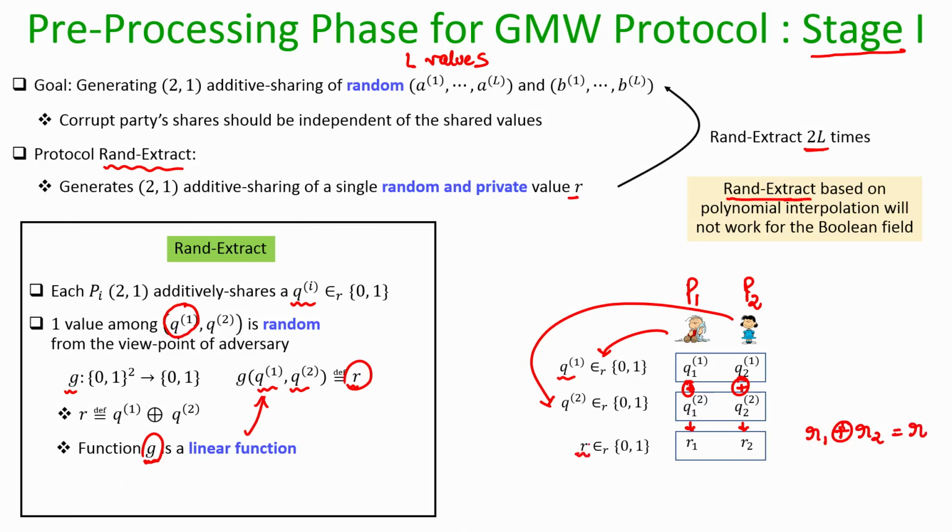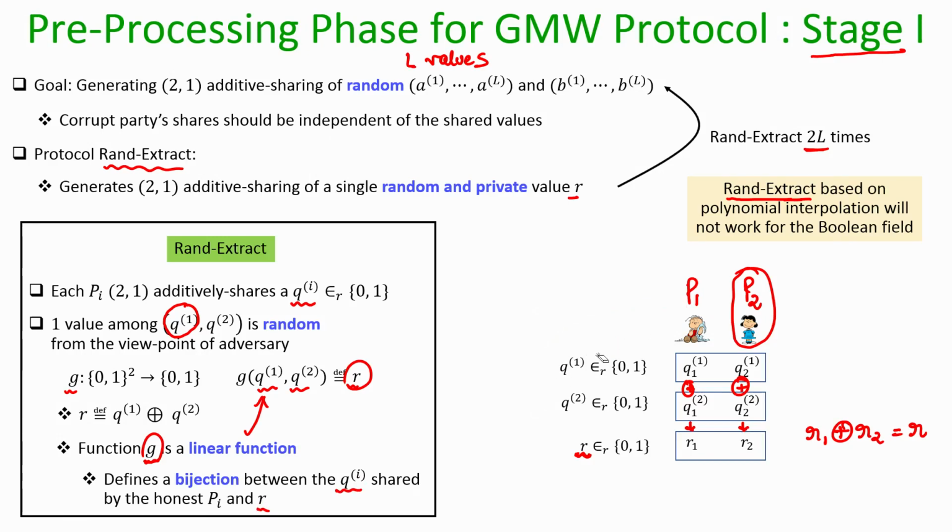That means I have now generated a value R in a secret shared fashion, and I can say that this value R is a random value from the viewpoint of the corrupt party P2, or whoever is the corrupt party. This is because there is a well defined bijection between the Qi value shared by the honest party and the output R.